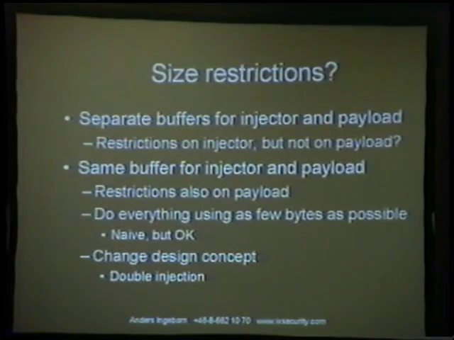If the attacker is unlucky, then he might be forced to use the same buffer, and then most certainly the size restriction will apply to that entire buffer, both to the injector and payload. Then the attacker has two options. Maybe he can accept the size restrictions and try to do his thing using only the available number of bytes, and that's a little naive, but it's okay if it works.